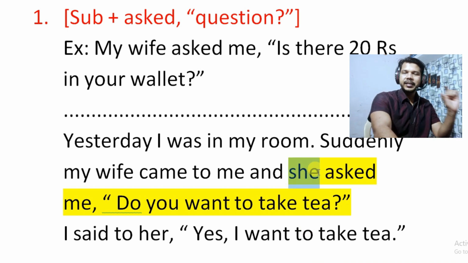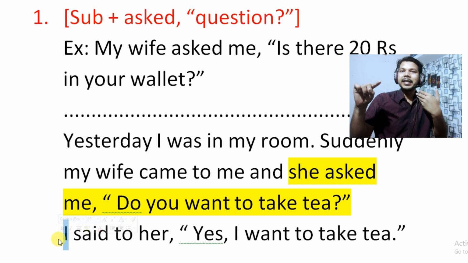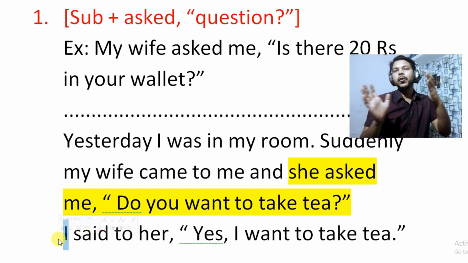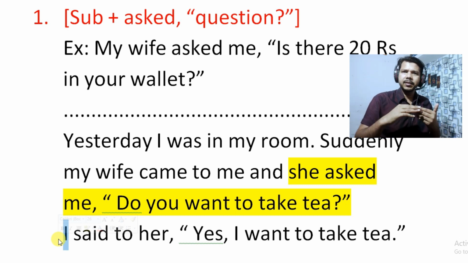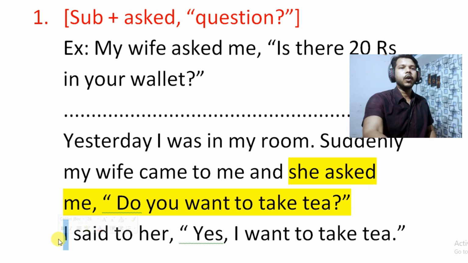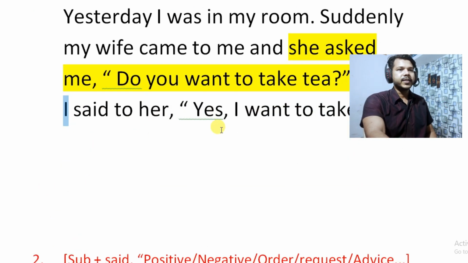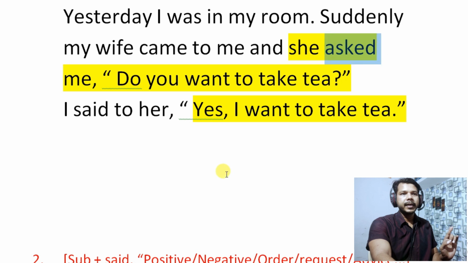She is the subject. Who is she? This is my wife. And I is the subject. Who is I? This is me. So I am going to show you the conversation. What my wife asked and what I replied. These two things will go on. I can tell you so many things, like whatever she asked, n number of times she asked me, n number of times I replied to her. Everything I have to mention. How will I mention? See here. So I said to her, yes, I want to take tea. So it was my answer. So this is the question and this is the answer.